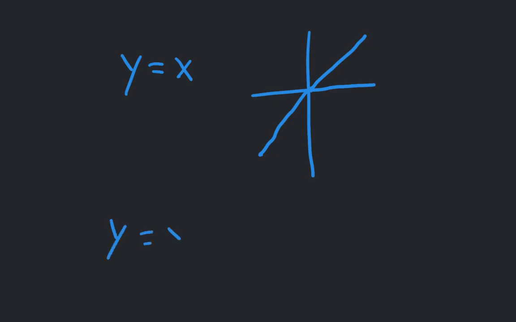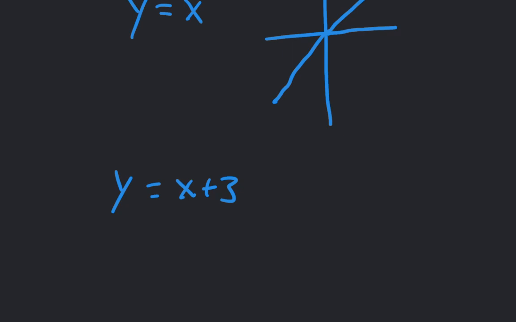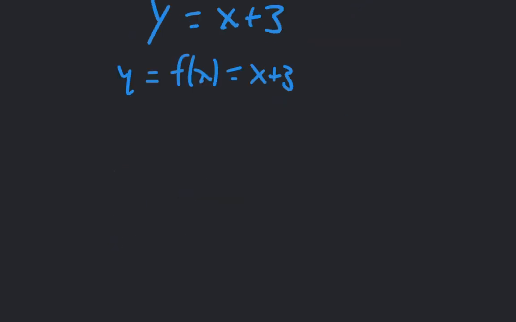We can make it a little more complicated. Y is equal to x plus 3. And now whatever value of x we put in, we add 3 to that, and we get our y value. We could say y is equal to a function of x, and that function is x plus 3. Now when working with this, to graph this, we want to typically just pick out 2 points.